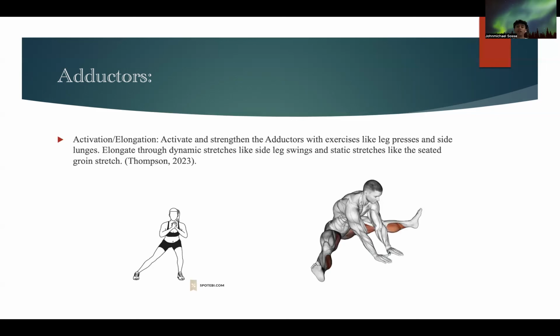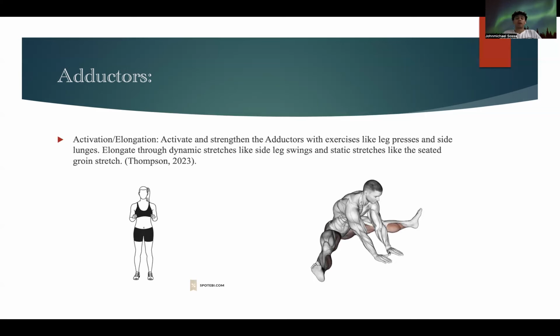Moving on with the activation and elongation section. To activate and strengthen the adductors, you want to perform exercises such as leg presses or side lunges, which target this muscle group. In order to elongate the adductors, you want to perform dynamic stretches such as side leg swings and static stretches such as the seated groin stretch or even a butterfly stretch.